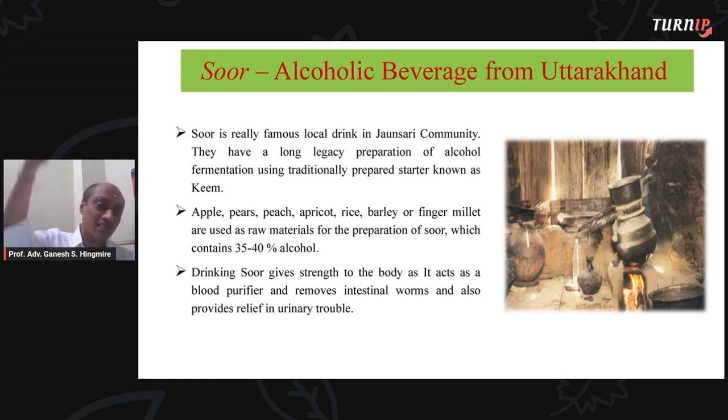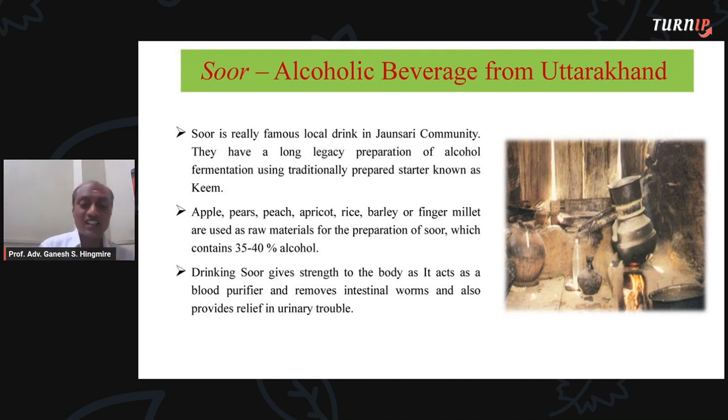They are staying at the top of the Himalayas, and they are in need of a certain energy source. So for an adverse situation like the top of the Himalayas, they have a good food culture and also a beverage culture. So there they have this product called Sur. Sur is from the Jansari community at the Doon Valley, and they prepare this Sur from the herbs available in that region.